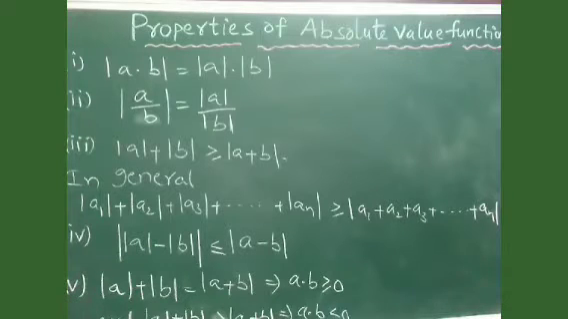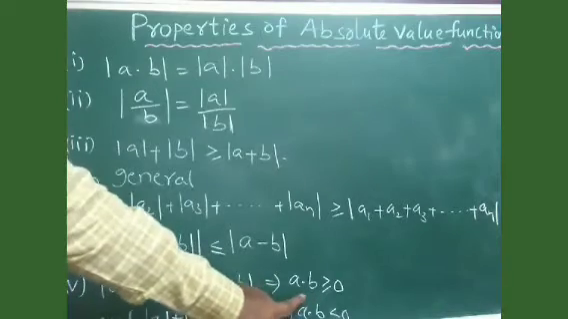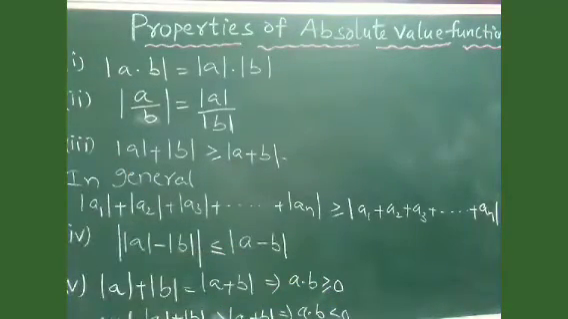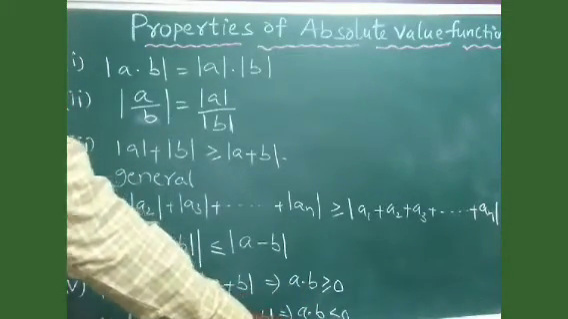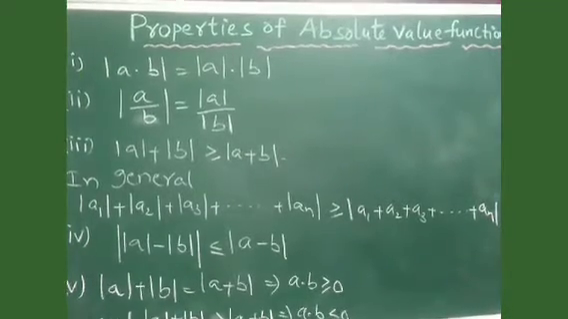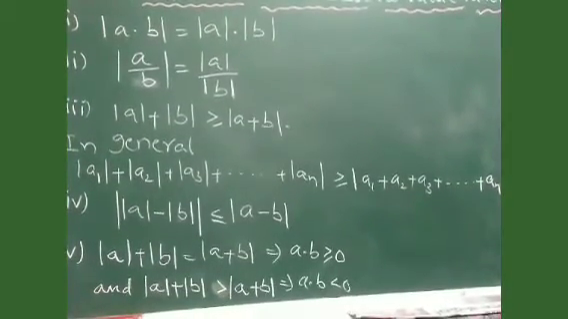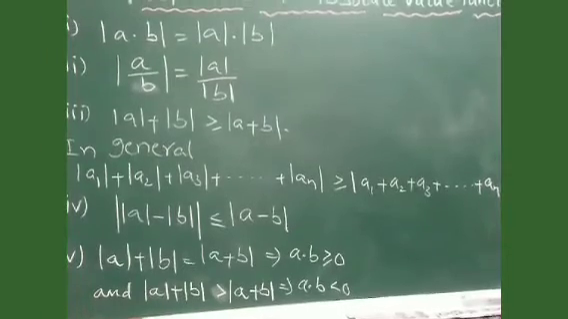And coming to the fifth property, modulus of A plus modulus of B is equals to mod of A plus B when A into B is greater than or equals to 0, their product is greater than or equals to 0. If their product is less than 0, then mod A plus mod B is greater than modulus of A plus B.